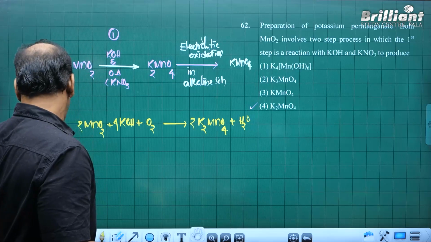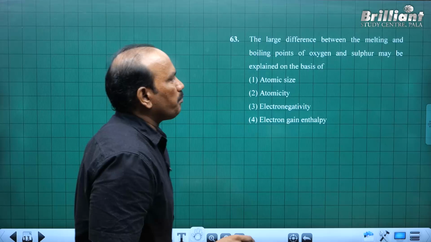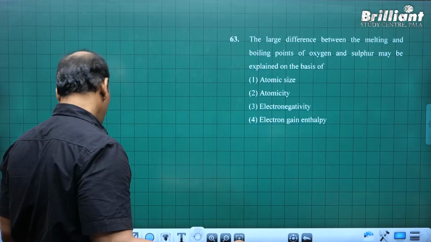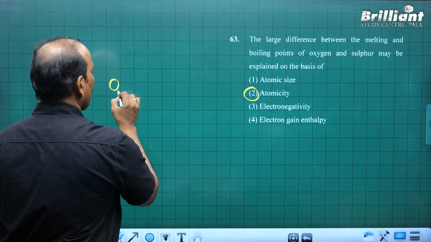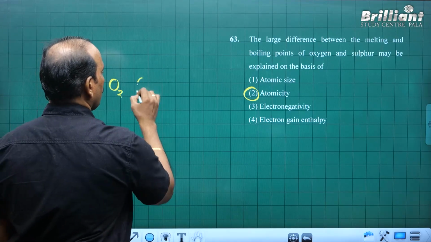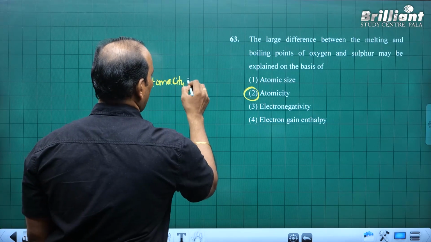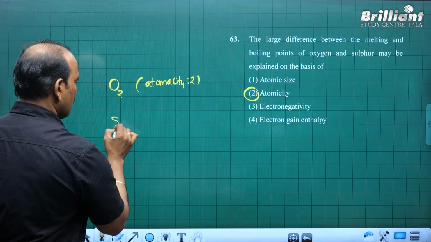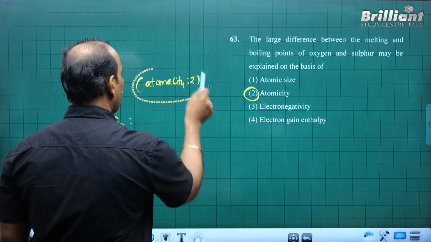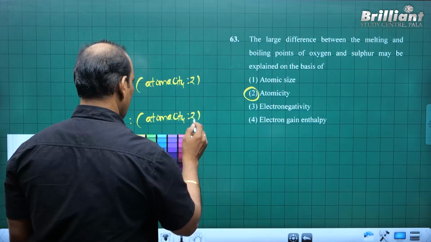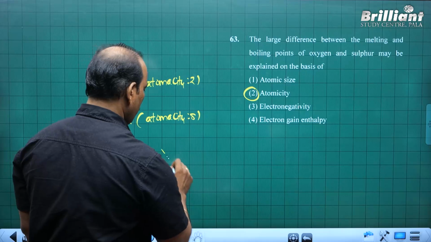Now, the large difference in melting and boiling point of oxygen and sulfur is due to atomicity. Oxygen has atomicity equal to 2 and is linear. Sulfur is S8, atomicity equal to 8, and it has a crown shape.